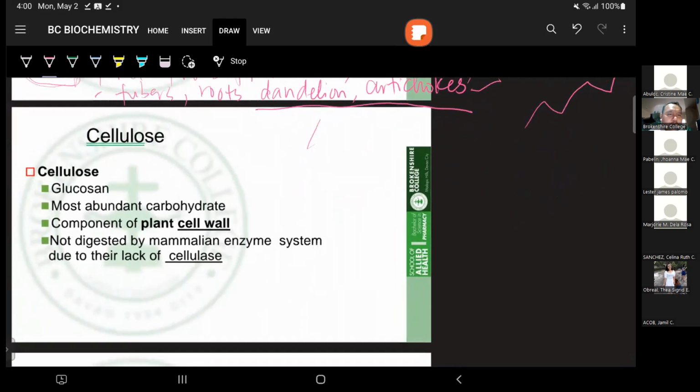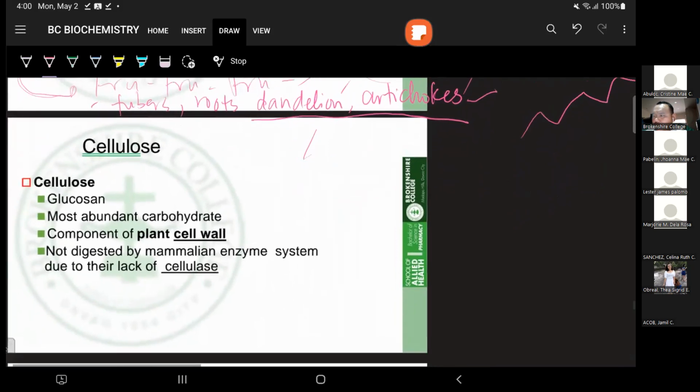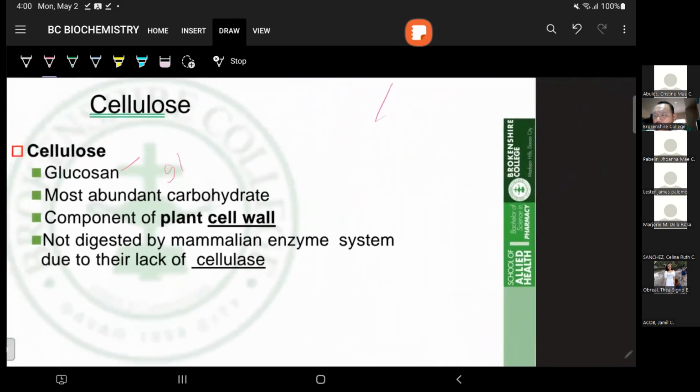Okay, next we have cellulose. Your cellulose is a glucosan, a series of glucose units. It is the most abundant carbohydrate, a component of the plant cell wall. As I mentioned earlier, we don't digest cellulose because we don't have the cellulase enzyme. Therefore, pag nagdudumi tayo, usually itong mga leafy vegetable na kinakain natin, minsan buo pa. Do you follow, students? Yes, sir. Okay.